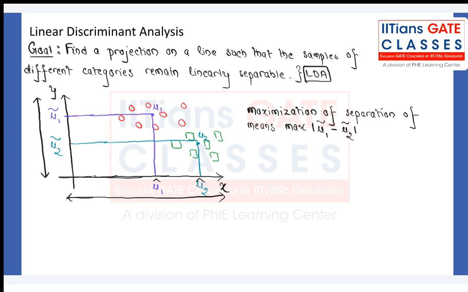So again, the same problem of PCA comes up. And the main thing that you have to see here is that among these two means, it is clearly observed that the difference of mu1 cap minus mu2 cap is more. And this algorithm, if I just try to maximize the separation of means, will actually project the points along the x-axis. So we are back to the same problem.